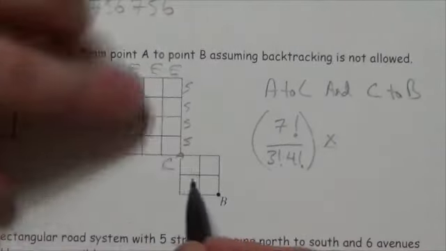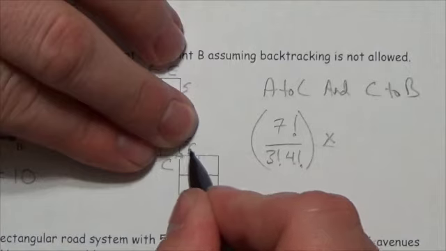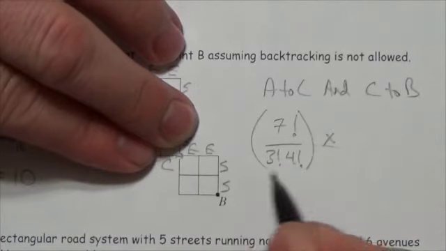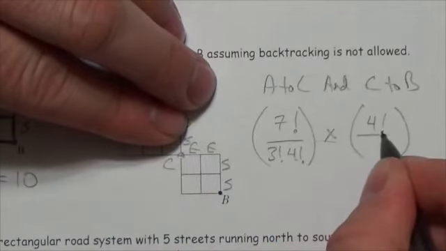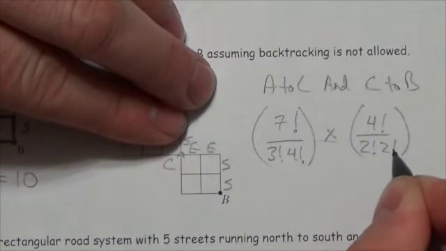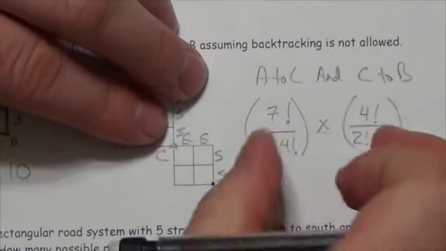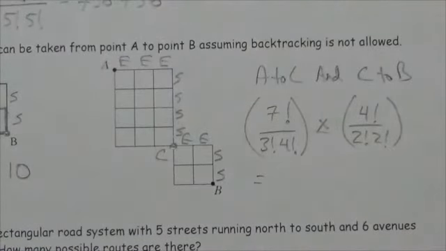And then worry about this one. Once that one's done, let's figure this one out. That's going to be east, south. So there are 4 letters here with 2 E's and 2 S's. Then you're going to multiply your results together. Now this will just take a couple of seconds here for me to do. This is 7 factorial divided by 3 factorial, 4 factorial, and then that's going to be 4 factorial by 2 factorial, 2 factorial.